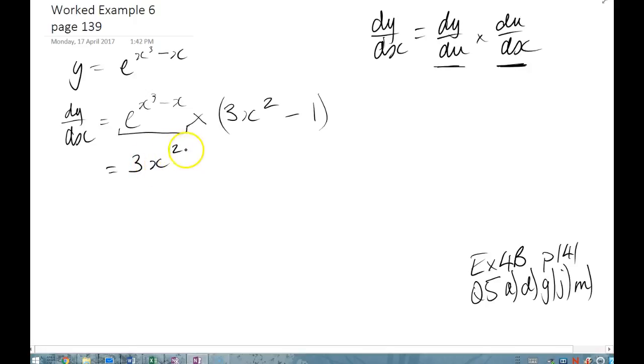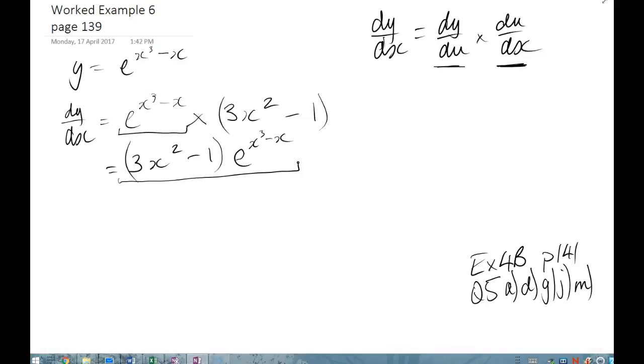3x squared. I'm just going to put this one out the front. Again, putting it in brackets. And then it's just going to be e to the x cubed minus x. Now I could try and multiply this through the brackets, but it's not going to tidy much up for me. This is as simplified a form as I can get it. So my answer for dy/dx would be that.